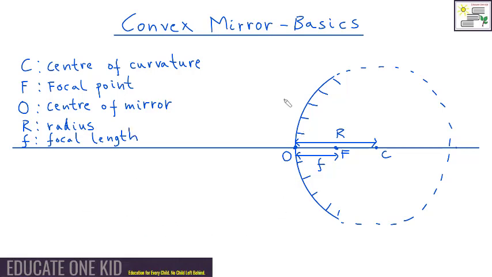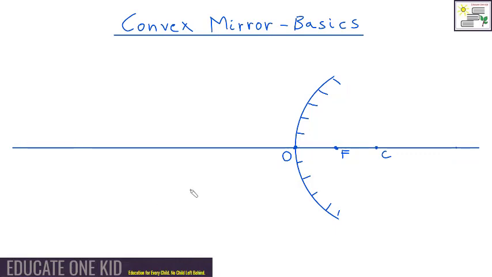And just as for the concave mirror, the relationship between R and f is simply that R, the radius, is equal to 2 times the focal length. So there is a video where we go through the proof of this for the concave mirror, and you should watch that if you haven't already. So let us look at how the convex mirror affects light rays.